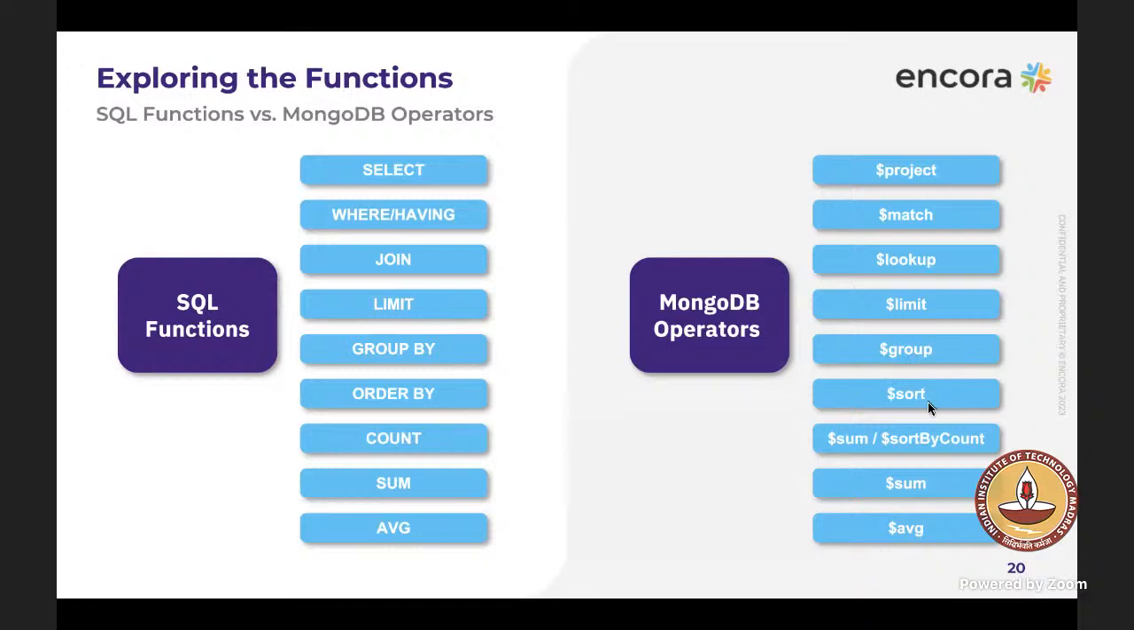Instead of the order by keyword, we have the sort stage, which does the exact same manipulation. Here we have the count. We can also do this with both stages, the sum or the sort by count. Sum also has the same keyword, and the average. So this is completely almost the same.